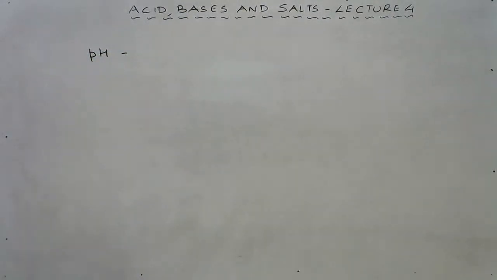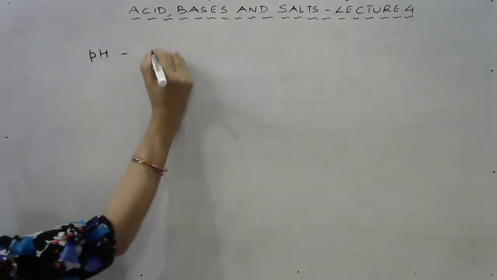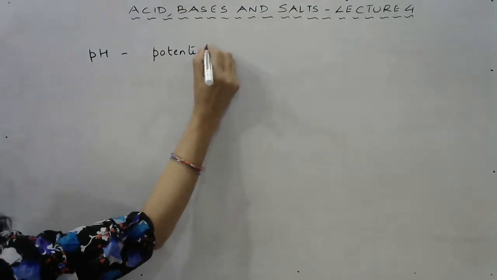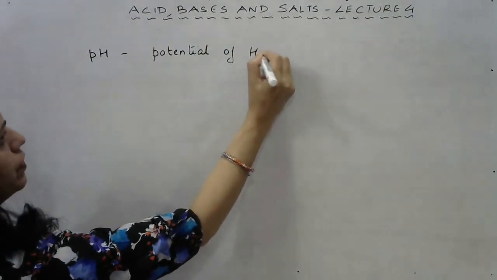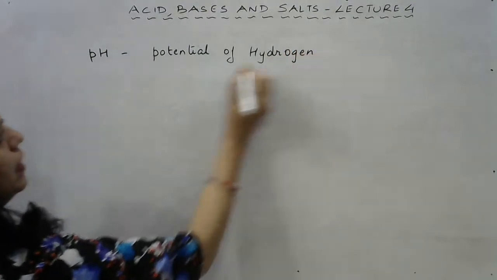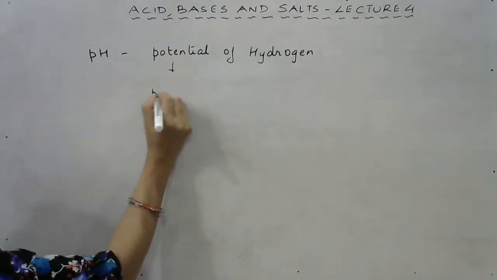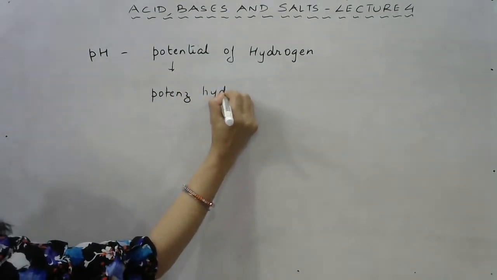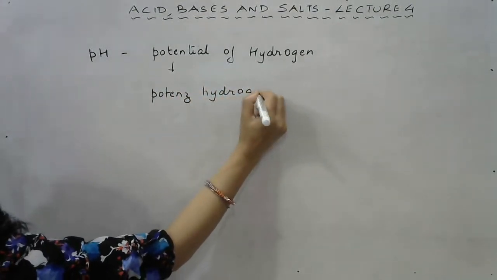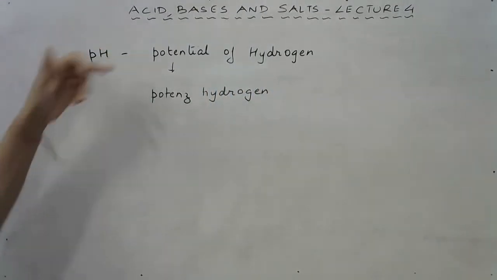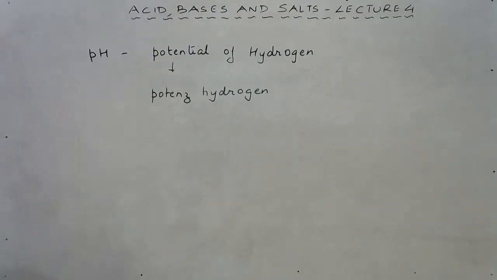The full form of the term pH is potential of hydrogen. This is the full form of the word pH. In German, it is also known as Potenzhydrogen. This is the German form, and actually it is from the German form that the English version has been derived. So this is what is actually pH.